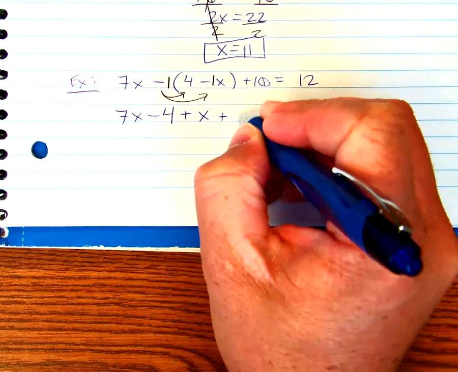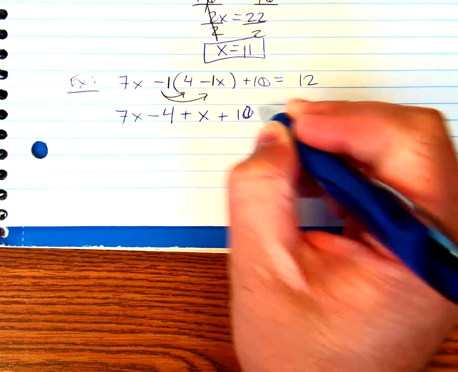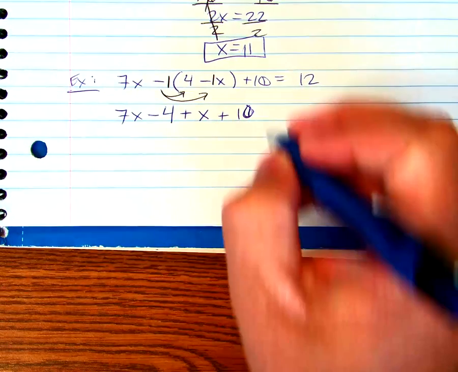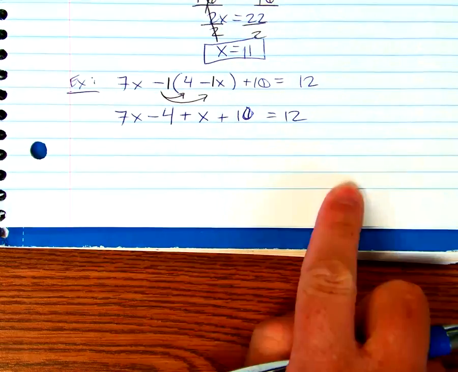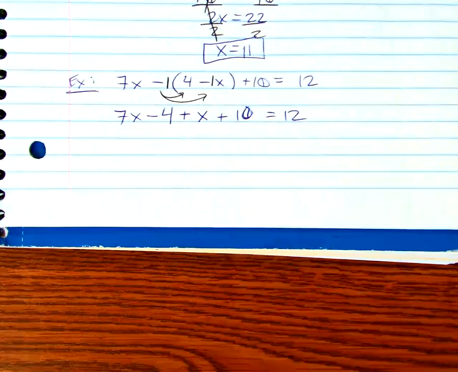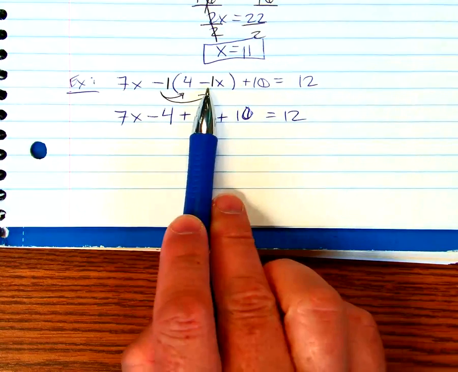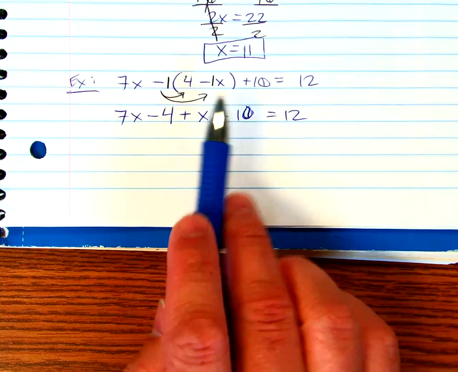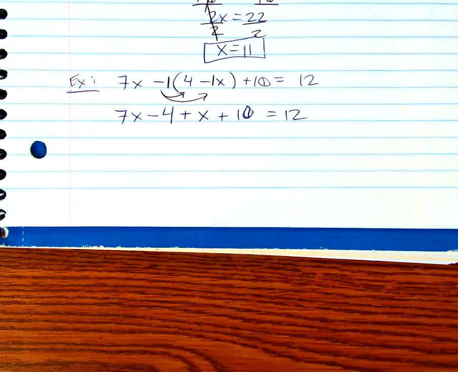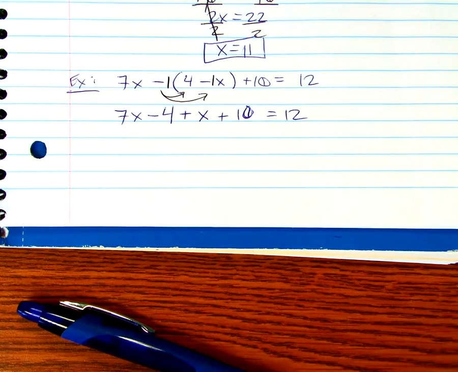I'm not going to write the 1 because you will not see it written that way in your textbook or on a test, but that is what it means. The 10 also does not change. It's not in the parentheses. It's not being distributed. It's still just a plus 10. Okay, well, now that we have distributed, we have created another problem.